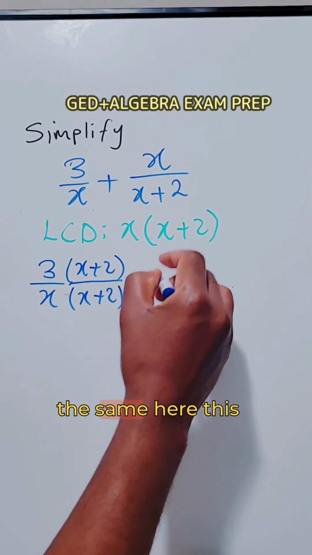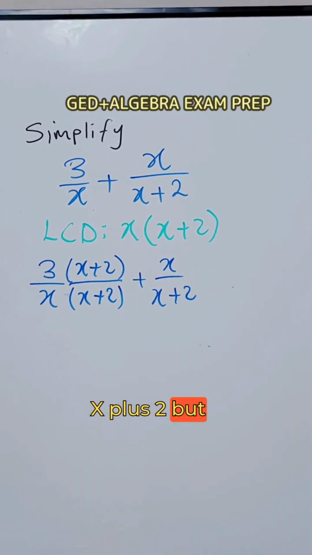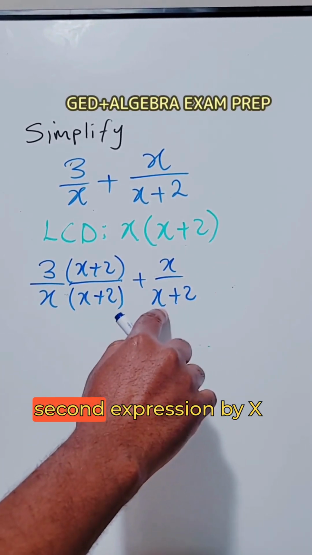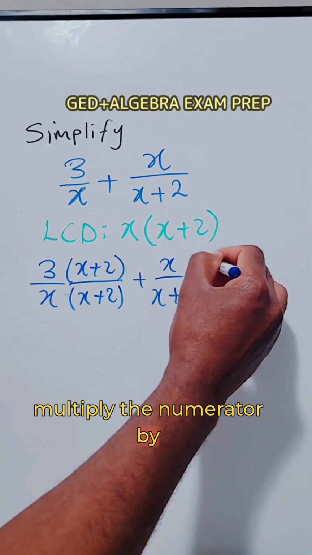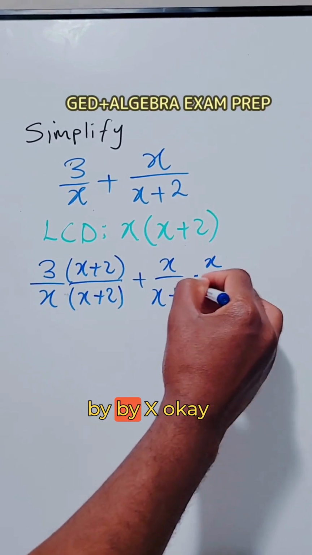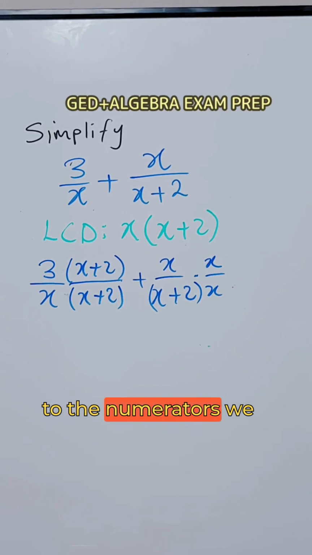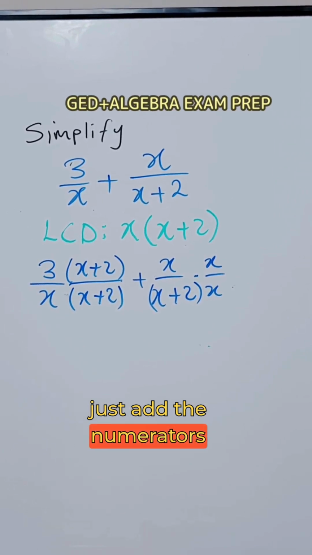Then I can do the same here. This is x over x plus 2, but I want the denominators to be the same, so I can just multiply the second expression by x. So I multiply the numerator by x and the denominator by x. Okay, so you can see that the denominators right now are the same. But we know that when the denominators are the same, what do we do to the numerators? We just add, right? We just add the numerators.